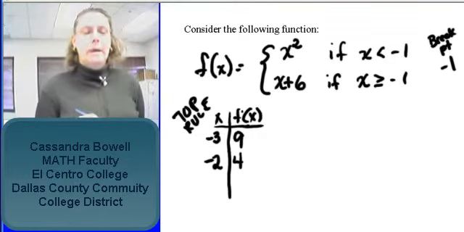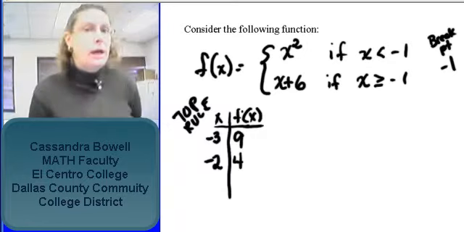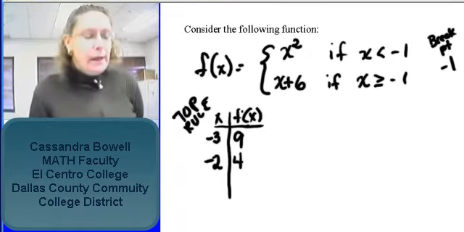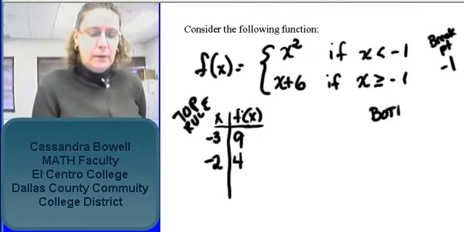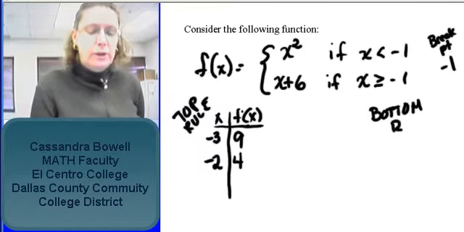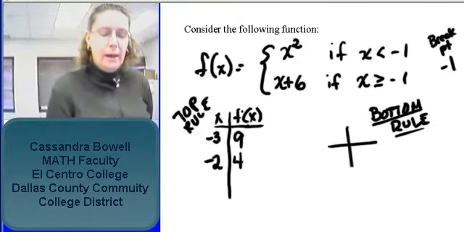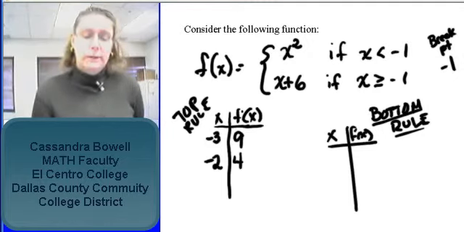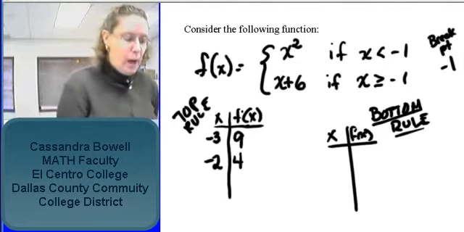Okay? I wouldn't be able to put -1 in the top rule, though, would I? I can't. Because if I use -1, then I have to go to the bottom rule. So I'm going to do that one over here. And I'm going to show you something about this. If we use the bottom rule, if x is -1, it goes to the bottom rule. But what if x is -1.5?